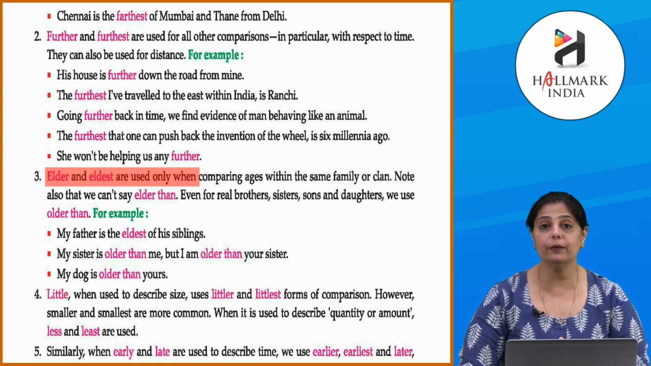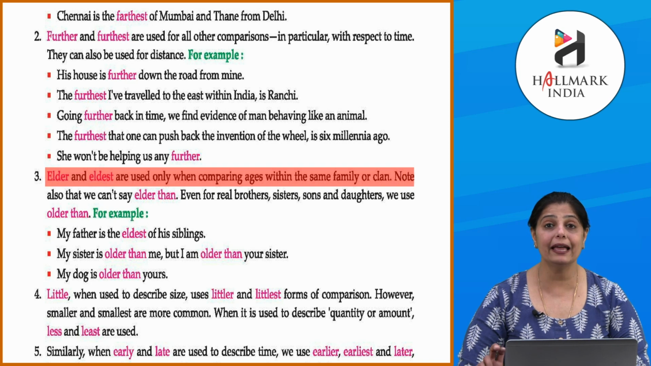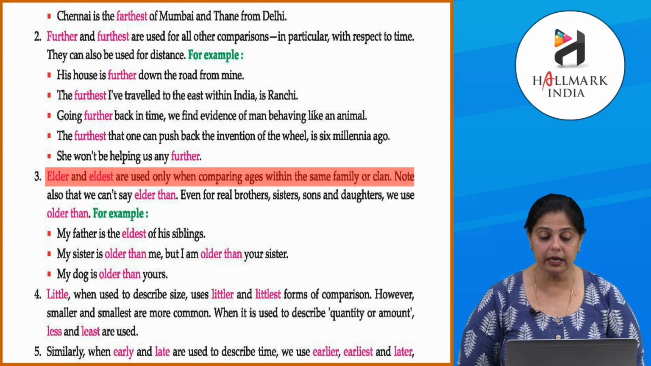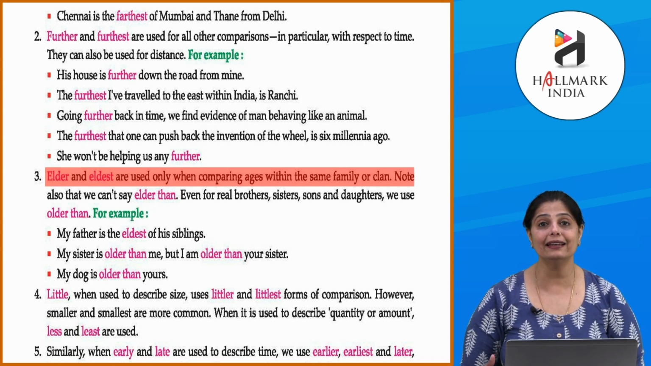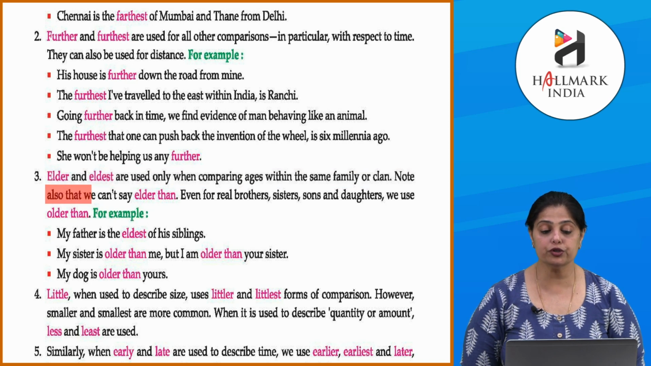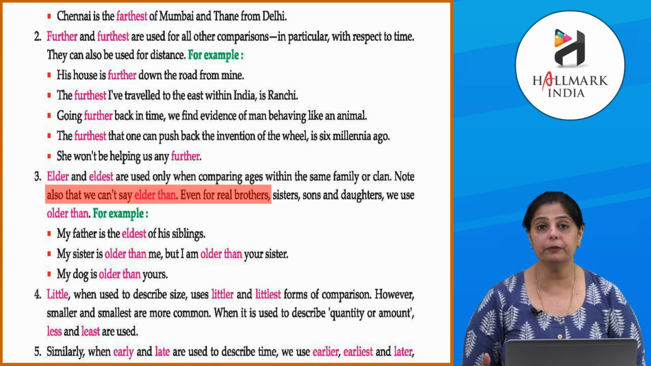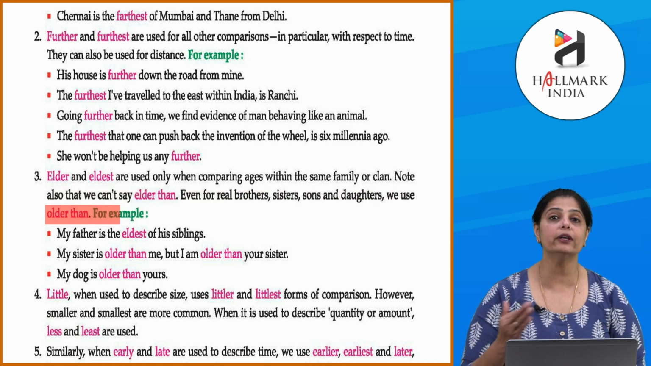They are used only when comparing ages within the same family or clan. So, जब हम एज कंपैरिजन की बात करें एक ही फैमिली के लोगों के बीच में या एक ही कम्युनिटी के लोगों के बीच में, तब हम यूज करते हैं एल्डर एंड एल्डेस्ट. Okay, note also that we can't say elder than. Okay, even for real brothers, sisters, sons and daughters, we use older than.